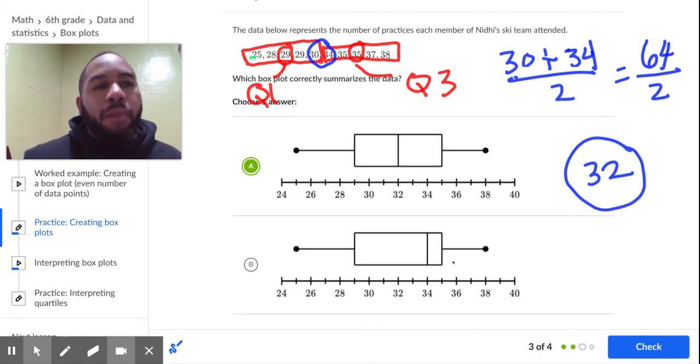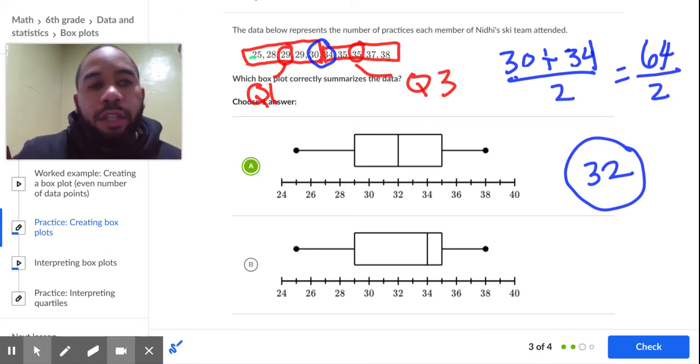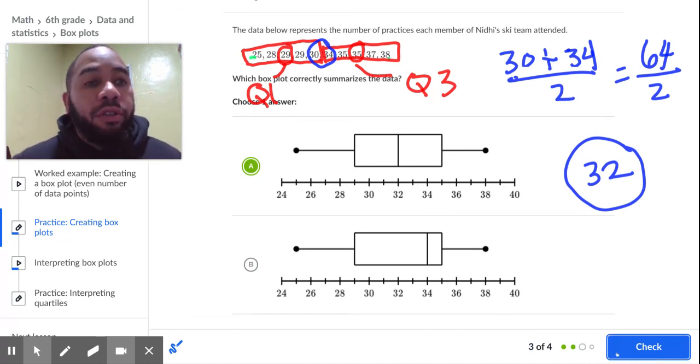So you basically are matching the values that we're finding with the box plots or matching the box plots. But you got to have a strong understanding of Q1, Q3, and all of those things.